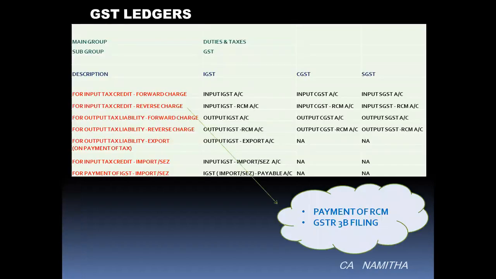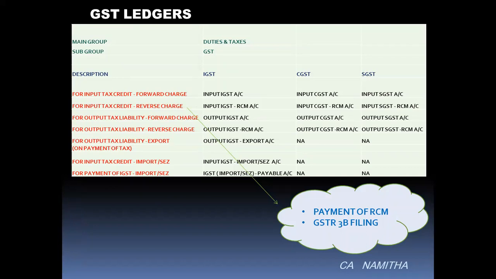Well, it is suggested that the ledgers as displayed in the slide should be created, of course, in accordance with the requirement of the business. To start with, in case of input tax credit forward charge, the three ledgers which are suggested to be created are input IGST account, input CGST account, and input SGST account.